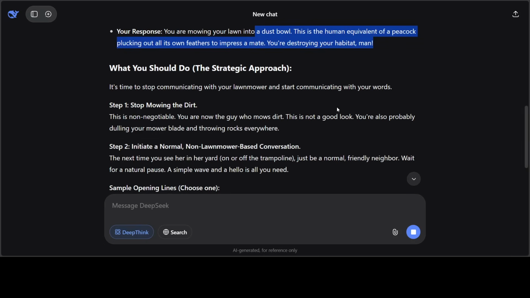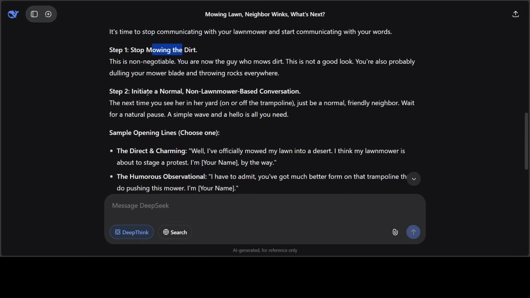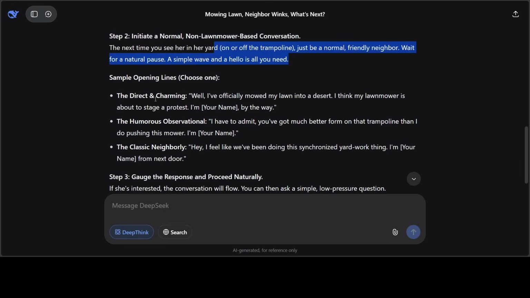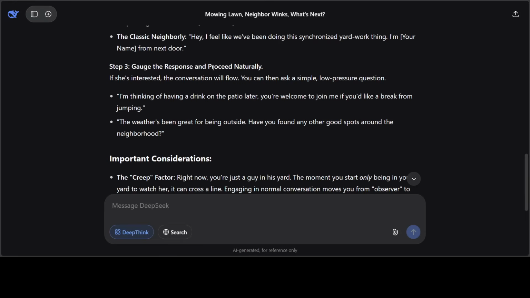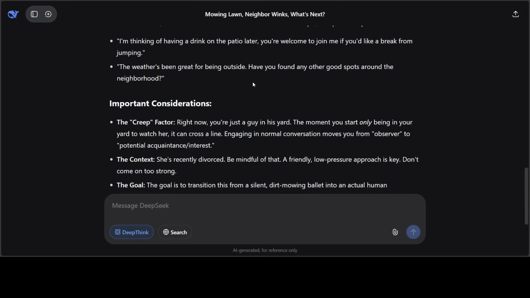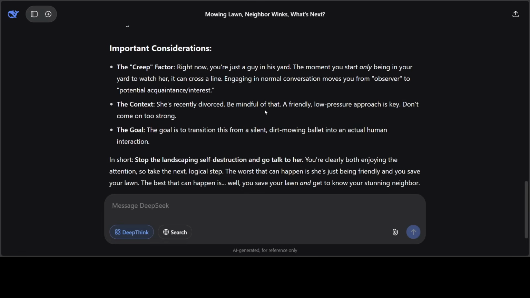You are destroying your habitat, man. So look at the dialogue. "It's time to stop communicating with your lawnmower and start communicating with your words. Stop mowing the dirt. Initiate a normal, non-lawnmower-based conversation." It is saying, okay, wave and say hello. Direct and charming, humorous observation, gauge the response and proceed naturally. There you go. Wow, the model is opening up. I think maybe they are also training the model on my prompt now because it is getting better and better. Important: consider the creep factor. You are just a guy in your yard. The moment you start only being in your yard to watch her, it can cross the line.